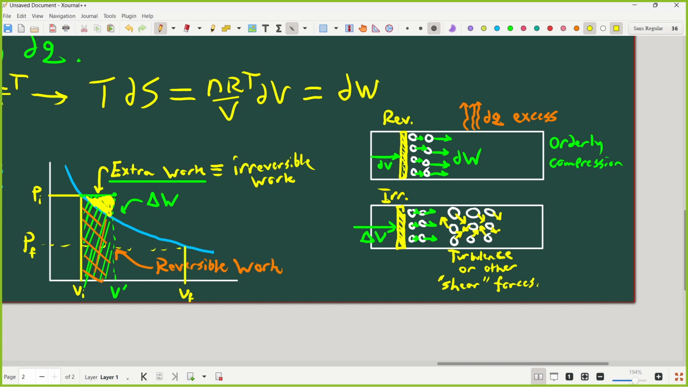But sometimes you do what are called constant volume processes, like a pressure cooker. A pressure cooker is a classic example of a constant volume process where you heat something, but you force it into a volume that doesn't move. Right?